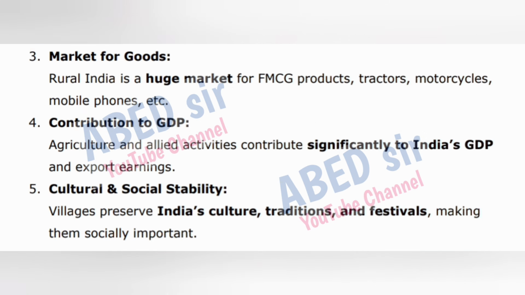3. Market for goods. Rural India is a huge market for FMCG products, tractors, motorcycles, mobile phones, etc. 4. Contribution to GDP. Agriculture and allied activities contribute significantly to India's GDP and export earnings. 5. Cultural and social stability. Villages preserve India's culture, traditions, and festivals, making them socially important.